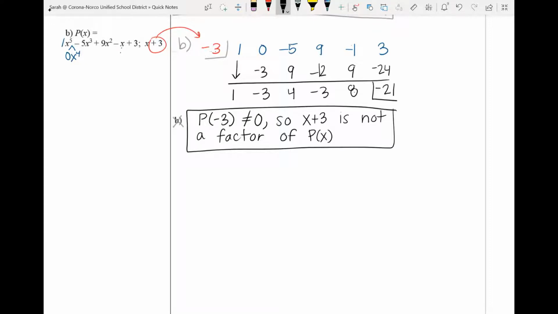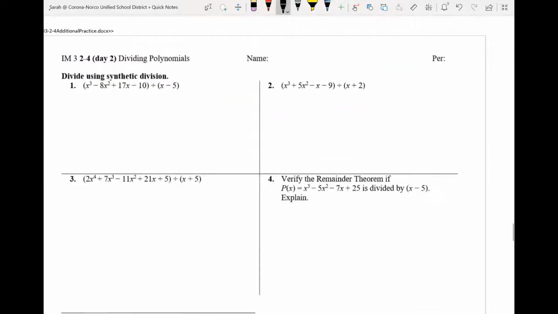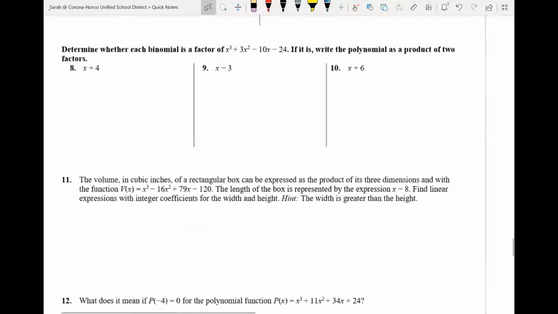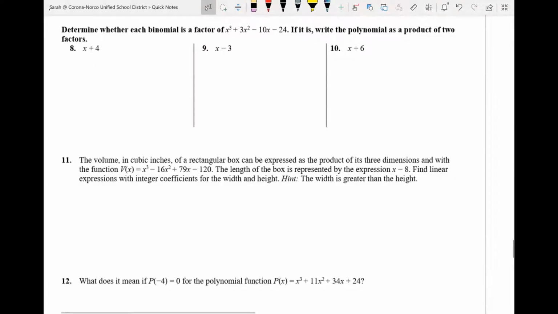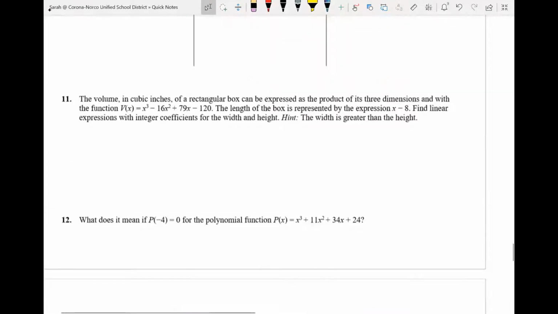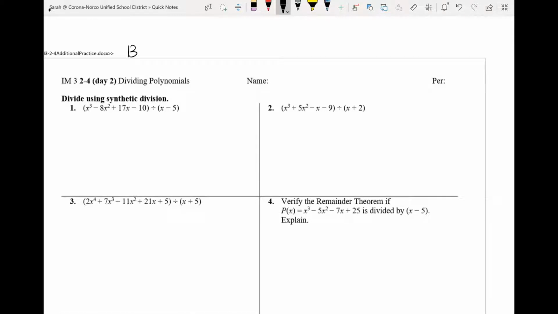So for the assignment today, you're not doing this. There is a worksheet that goes along with this. So it's dividing using synthetic division. So this is like the first example. It really goes in order. Then you're going to verify the remainder theorem and then determine if they're factors. There's a word problem that uses synthetic division and then an explanation for you. On the back of this is the review for your quiz.